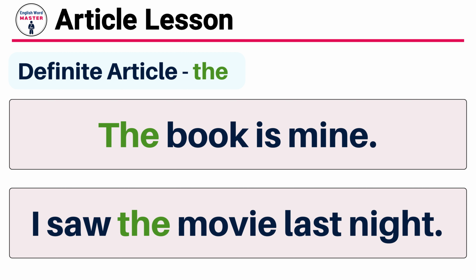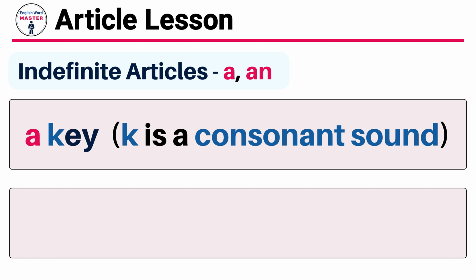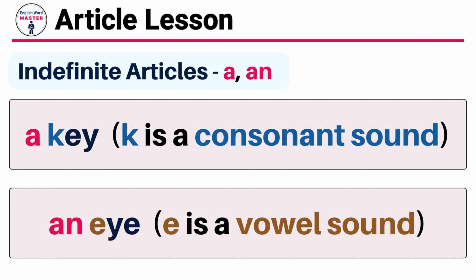The next sentence: "I saw the movie last night." In this sentence, "the movie" refers to a specific movie that the speaker saw. On the other hand, the indefinite articles, "a" and "an," are used to refer to a nonspecific noun, or one that is not known to the listener or reader. This is talking in a general way. "A" is used before words that begin with consonant sounds, while "an" is used before words that begin with vowel sounds.